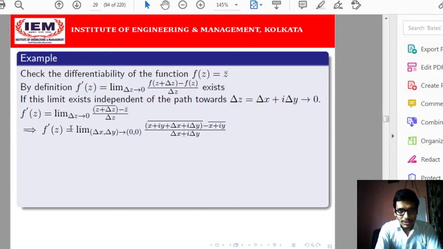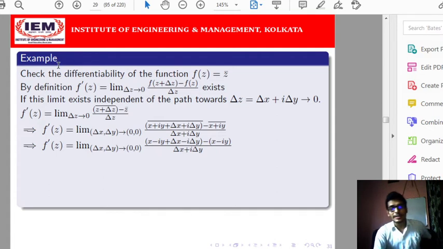Since del z tends to 0, del z can be represented in the form of the ordered pair (del x, del y). So the limit as (del x, del y) tends to (0, 0) of: this is (x plus iy plus del x plus i del y) bar, because we know that z equals x plus iy and del z equals this, minus z bar, meaning (x plus iy) bar, by this. You know that if z equals x plus iy, then z bar will be x minus iy. So this bar will be this bar plus this bar, so this is x minus iy plus del x minus i del y, minus x minus iy.